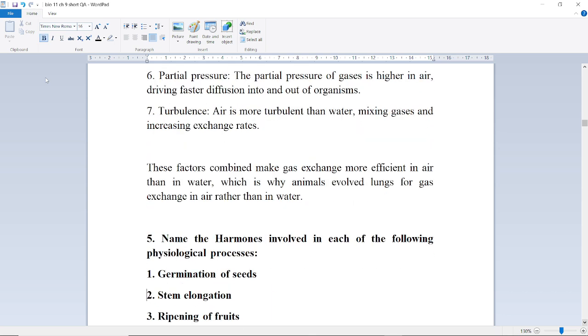The partial pressure of gases is higher in air, driving faster diffusion into and out of the organism. Turbulence: air is more turbulent than water, mixing gases and increasing the exchange rate. These factors combined make gas exchange more efficient in air than water, which is why animals evolved lungs for gas exchange in air rather than water.